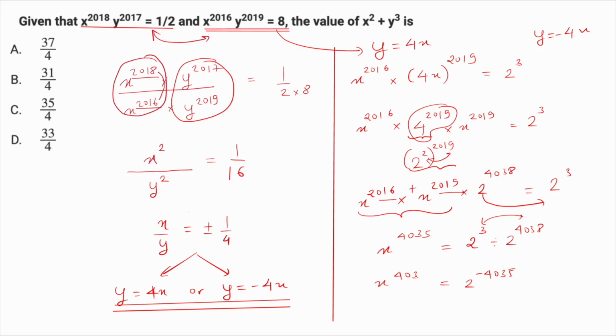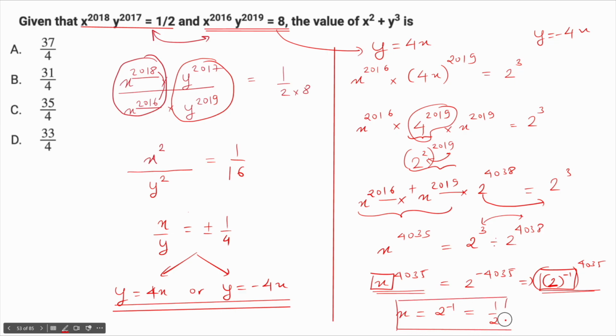Just last step, the right hand side we will write it as 2 raised to minus 1 raised to 4035. So now x raised to 4035 is same as 2 raised to minus 1 raised to 4035. Comparing these two, I will get x is 2 raised to minus 1. So here I get x is 2 raised to minus 1, that is 1 by 2. I have found the value of x is equal to 1 by 2 in the first case.